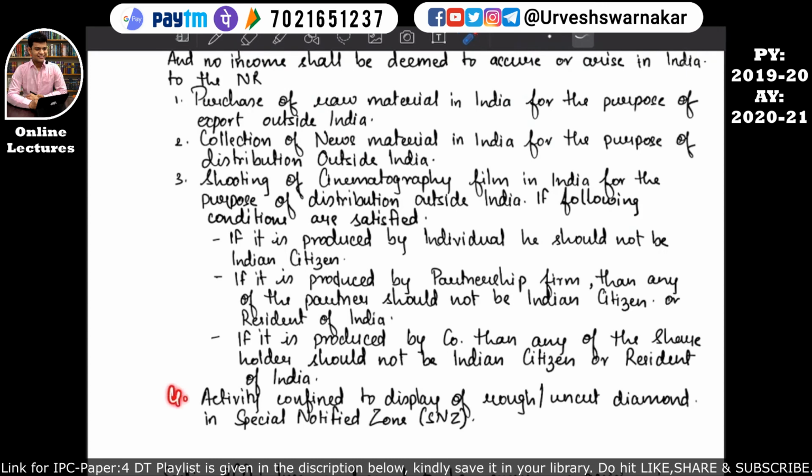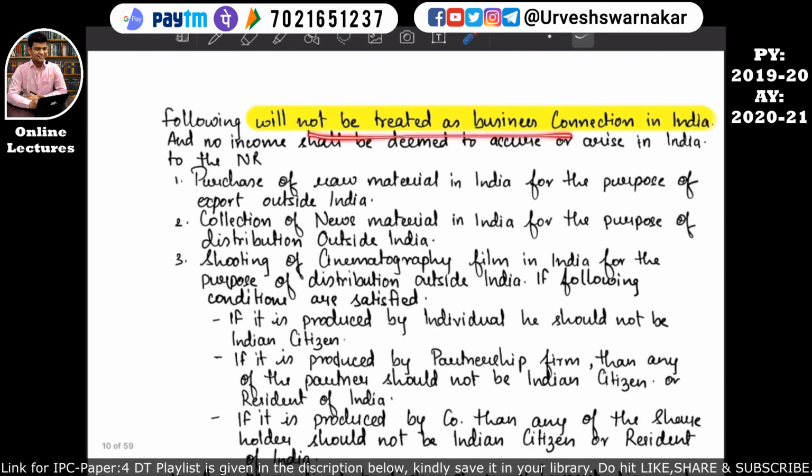Okay, so now let's revise point number 4. Point number 4 says that activities confined to display of a rough, uncut diamond in a special notified zone will be considered as no business connection in India.